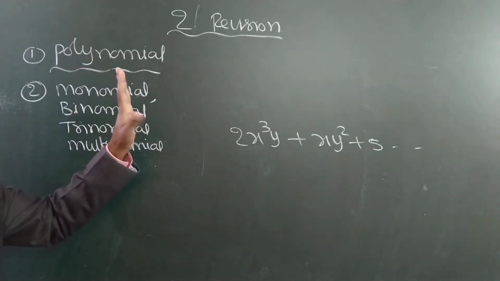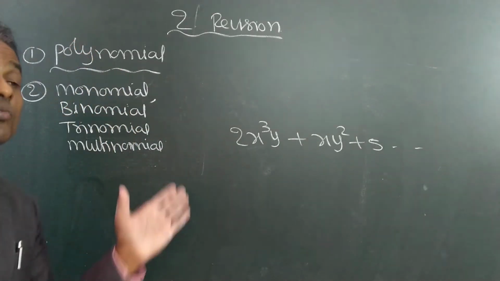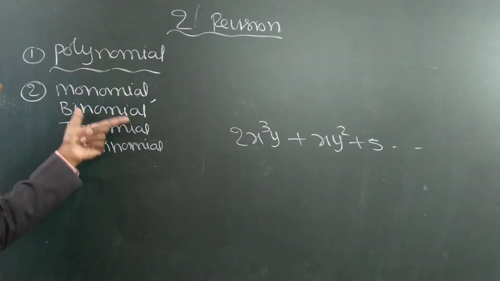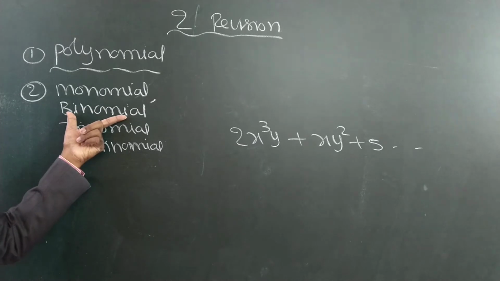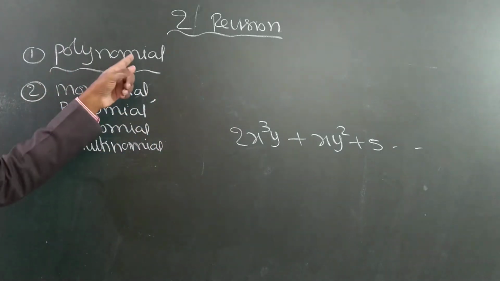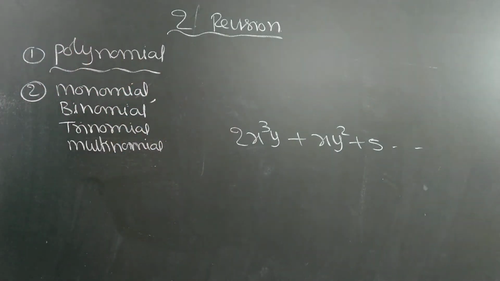Poly means many, but there is no condition that only if it is more than two terms it is called a polynomial. It is not like that. Again, it is divided: one term is a monomial, two terms a binomial, three terms a trinomial, more than three terms a multinomial. But any number of terms, it is a polynomial.